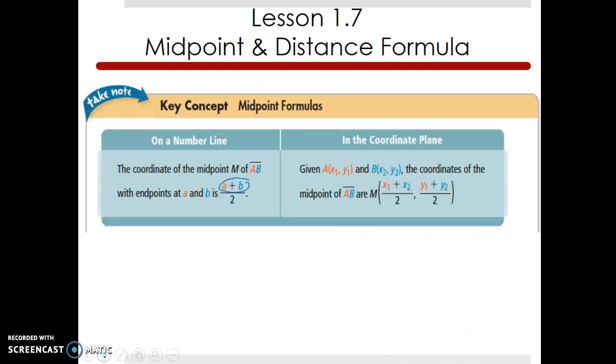In the coordinate plane, you have to deal with the X's separately and the Y's separately. So you have to find the average of the X's and the average of the Y's. So you'll have 2 separate coordinates. You'll get a coordinate here and a coordinate there.